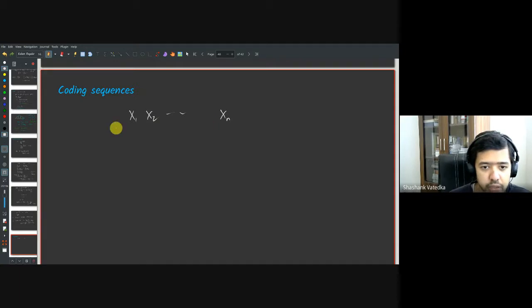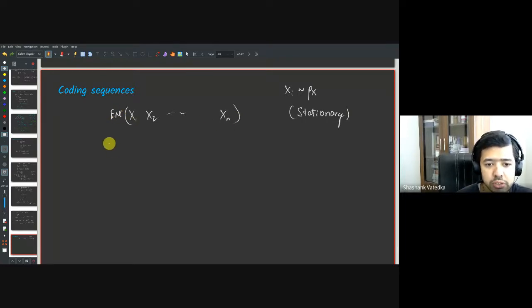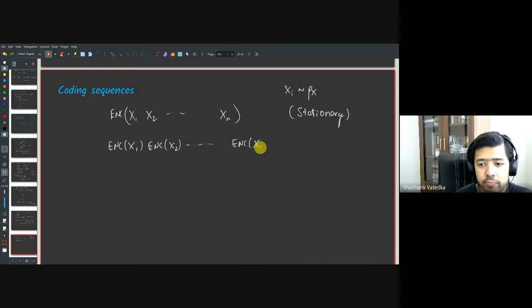Now, there are different approaches you can follow. Let's assume that each xi is distributed according to px. We could assume that xn consists of IID components, or it could have some particular joint distribution. Maybe we'll assume that this is stationary. So each xi is distributed according to the same px. It may or may not be IID. It could have memory. It doesn't matter. But now I could encode the sequence by encoding individual symbols. So I concatenate the encodings of x1, of x2, and so on. So this is one approach.